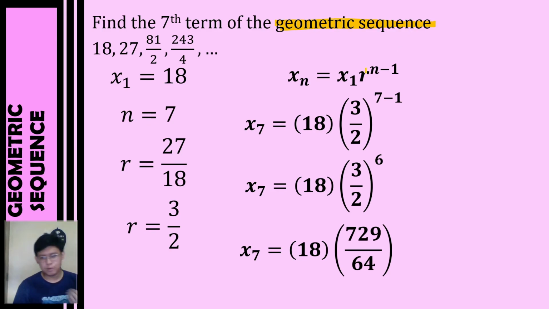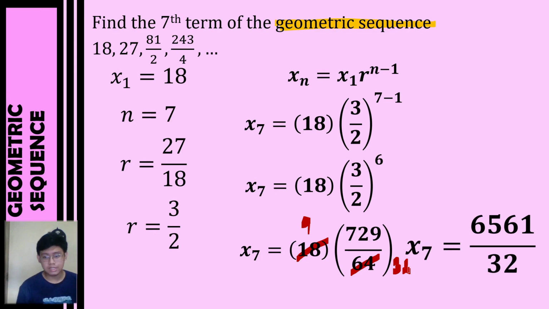Now, take note, if you're not fond of dealing with big numbers, try to simplify it. In this case, I can cancel out 18 and 64. Their common factor is 2, so they are both divisible by 2. This will become 9, and this will become 32. Then let's multiply them. We will have our final answer, which is x sub 7 is equal to 6,561/32. So that will be the 7th term of this geometric sequence.